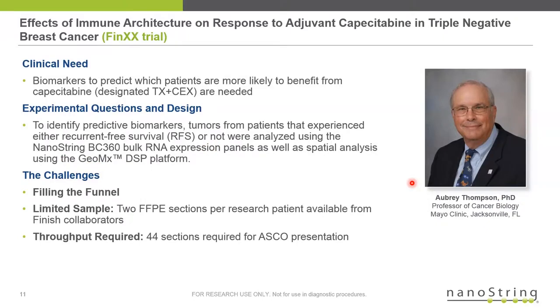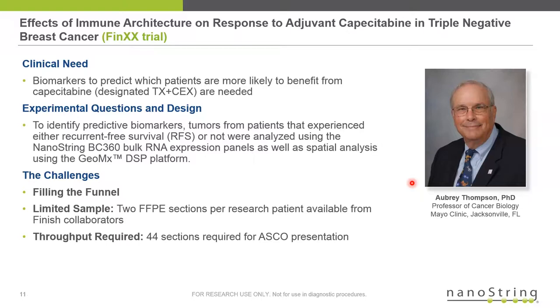One of the early studies that we did to really start to think about both bulk analysis and spatial analysis was with Dr. Aubrey Thompson at the Mayo Clinic in Jacksonville. In this study, we're looking at the effects of the immune architecture on response to adjuvant capecitabine therapy in triple-negative breast cancer. This trial is called the FinXX trial. The goal is to identify biomarkers that can predict which patients are more likely to benefit from capecitabine.